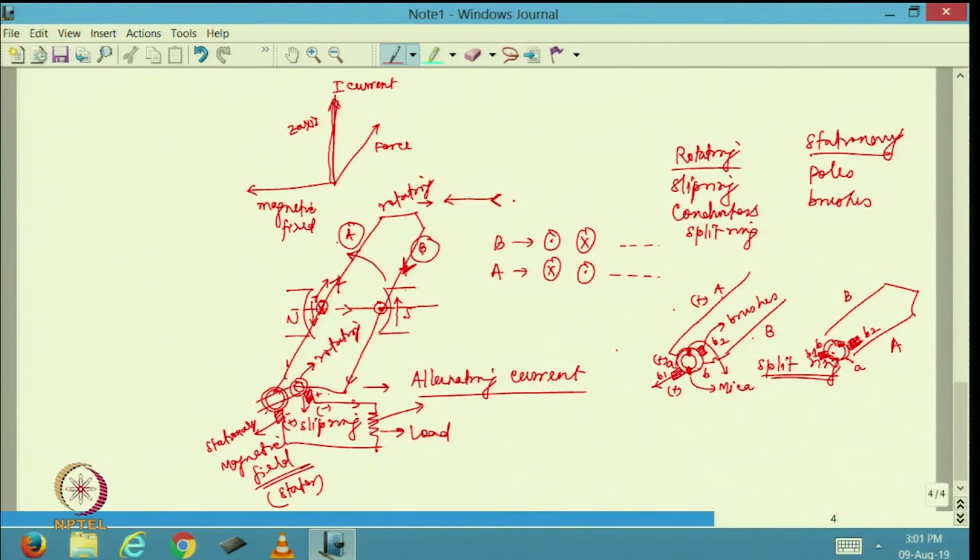So, if you look at this, still it will be positive and this will be negative. So, if I look at the affiliation of B1 and B2 respectively, I am going to have always B1 under the influence of North Pole and B2 under the influence of South Pole.